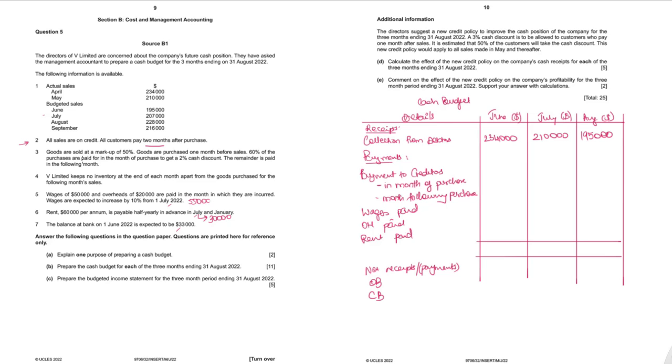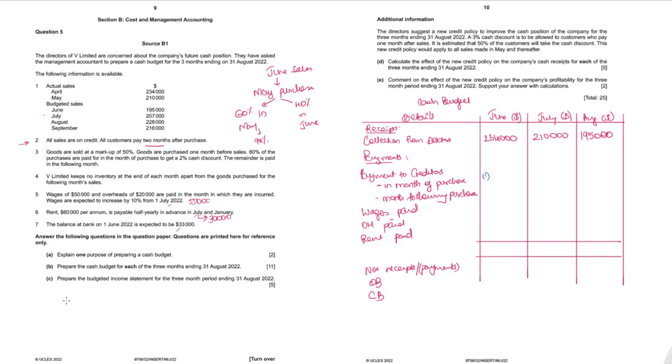Then payment to creditors. Goods are purchased 1 month before the sales. For example, let's say June sales. For these June sales, the goods will be purchased in May. Now for these May purchases, 60% will be paid in May itself, but 40% will be paid in June. The 60% that is paid in May will be paid at 98% because 2% will be cash discount. So in the month of June, payment to creditors in the month of purchase, they are going to purchase for July. So let me show you this value, number 1 here.